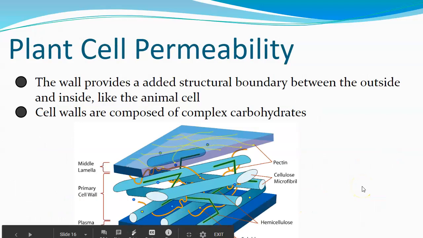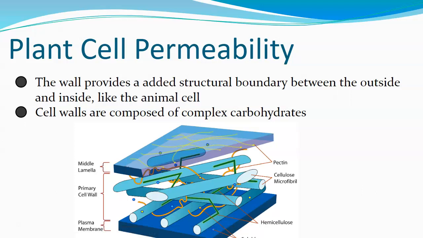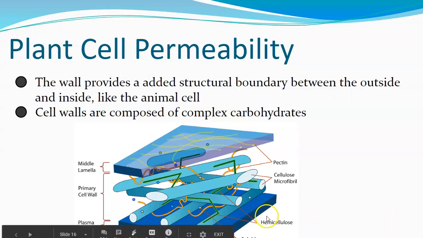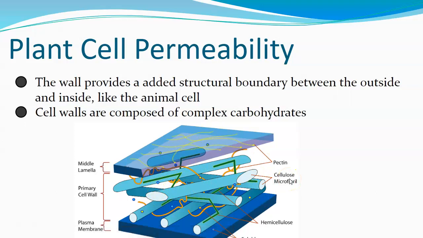So this last slide here is just talking about plant cell permeability because they have an additional layer. They have more than just a membrane. They also have a cell wall. So you can kind of see in this particular picture, the bottom layer is the plasma membrane. And then it has this thick, complex structure of cellulose that is the cell wall. And that wall is basically an additional structural component. So it's an extra block between the inside of the cell and the outside of the cell.